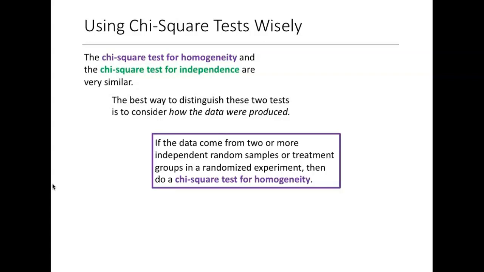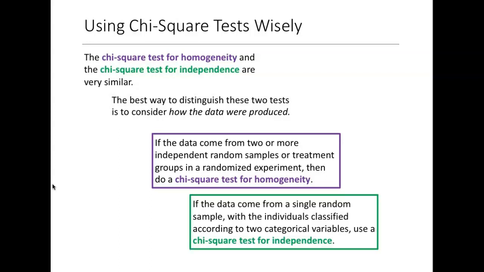If the data come from 2 or more independent random samples, or you're conducting an experiment, it's going to be a test for homogeneity. If the data come from one single random sample and you're trying to observe if there's an association between some categorical variables in that single random sample, then it's a chi-square test for independence, okay?